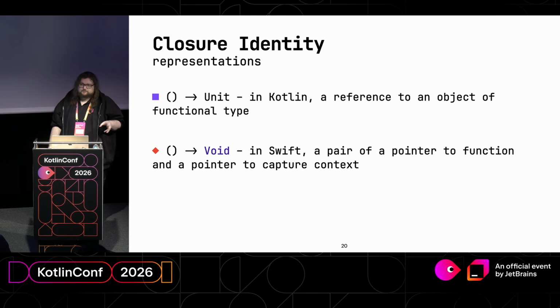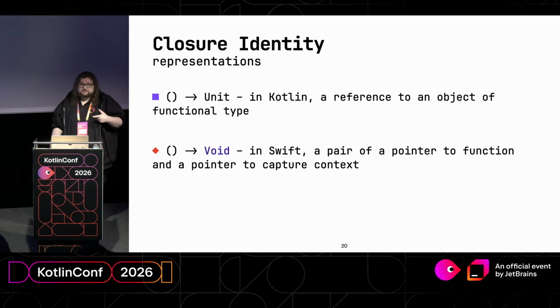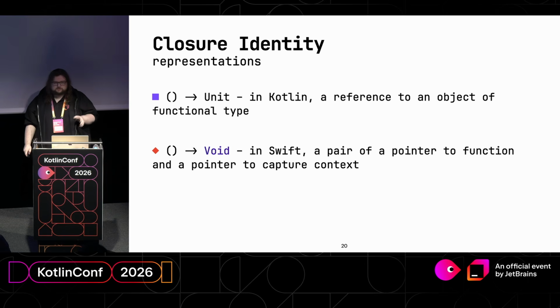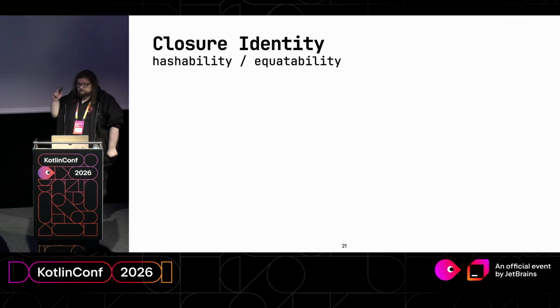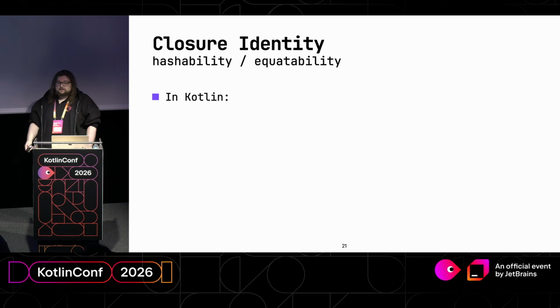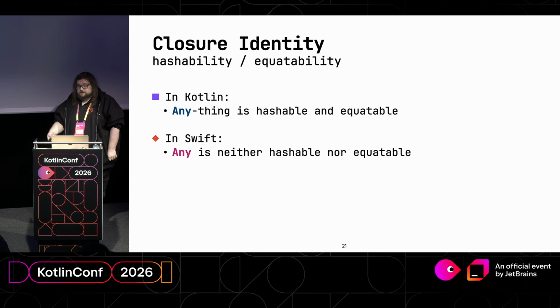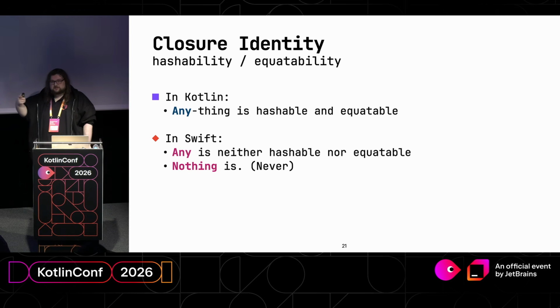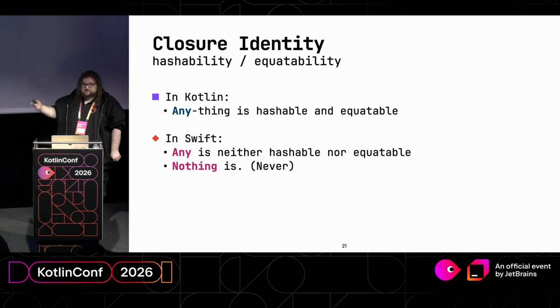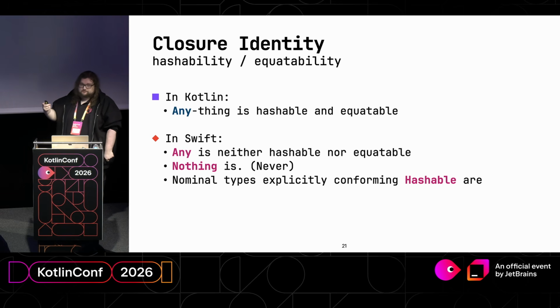And in Kotlin, it's basically an anonymous object implementing a functional interface. What does it mean? One cannot be another. That's the only thing here we should note. Another thing to note, which we'll be interacting with directly, is that in Kotlin, Any is hashable. And in Swift, well, nothing is hashable, which is called Never. But Any is not hashable. What is hashable are nominal types explicitly conforming to Hashable.